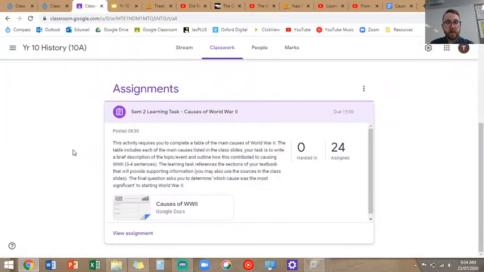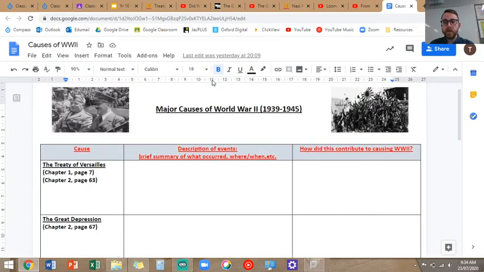If we go back to Google Classroom, you'll see SEM 2 Learning Task Causes of World War II. You just need to click on that Google Doc there. It's an individual file for each student. You don't need to make a new one. You don't need to edit it. You just need to fill in the table. And then press Submit or Hand in on the top right.